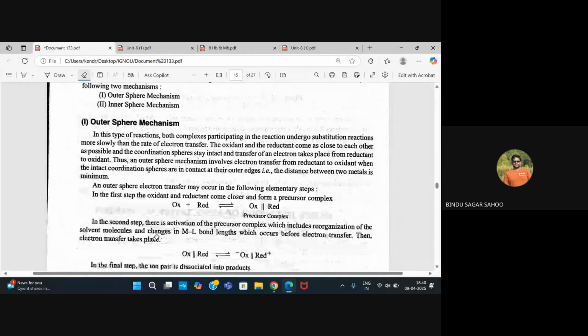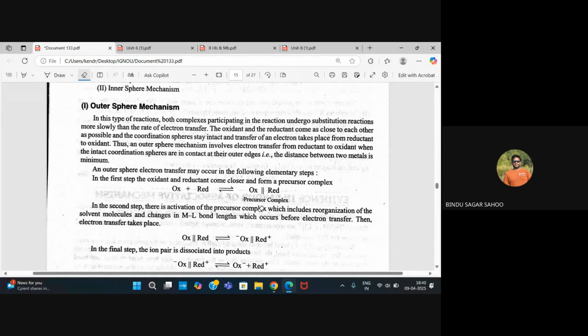In the first step, the oxidant and reductant come closer and form a precursor complex. In the two coordination spheres, OX means oxidant complex, RED means reductant complex. When the two complexes come close to each other, they form a precursor complex like that. And in the second step, there is activation of the precursor complex, which includes reorganization of the solvent molecules.